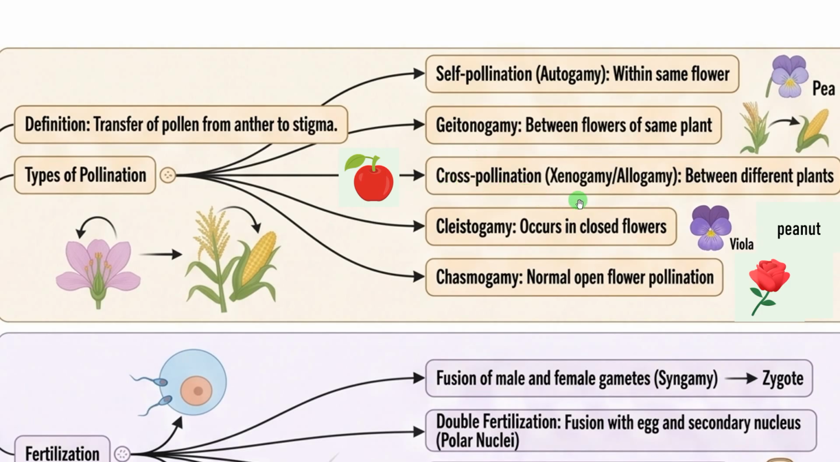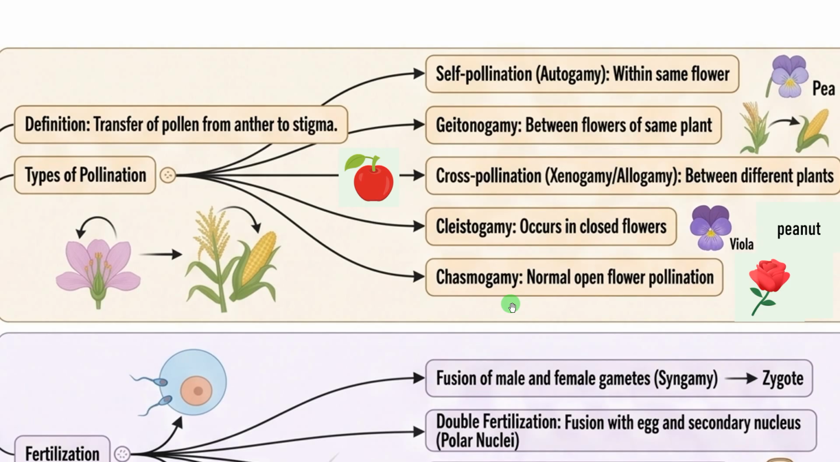Cross-pollination, also called xenogamy or allogamy, is happening between different plants and leads to genetic diversity, as in apple, mango, etc. Sometimes the flowers are cleistogamous, that means closed flowers that ensure self-pollination, as in viola and peanut. Then there are chasmogamous flowers, or chasmogamy. Flowers are open, bright, showy as in rose, hibiscus, etc., that generally favor cross-pollination. But there are some chasmogamous flowers, like tomato flower, that are self-pollinated.